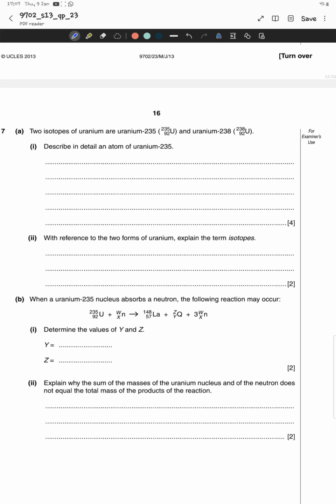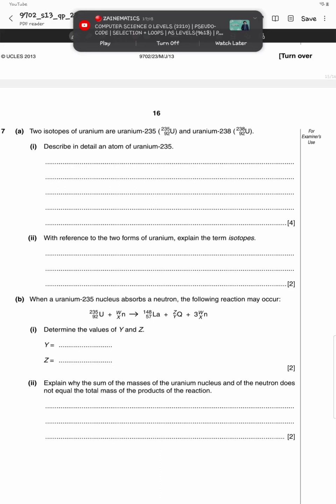Okay, so this is nuclear physics. Two isotopes of uranium are this and this. Describe in detail an atom of uranium-235.